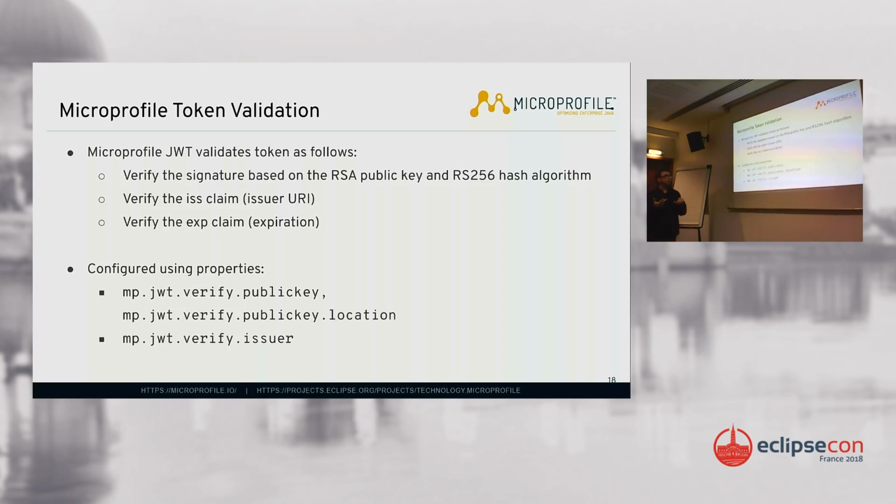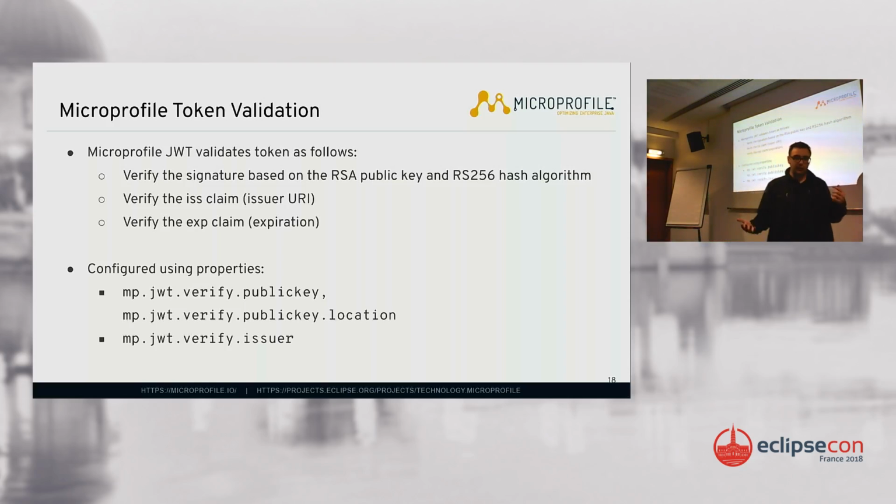The token is going to be automatically validated for you. So what does it validate? It validates the signature. Okay, fine. That's the first thing you need to do. Once you can read it, it will validate the ISS claim, to be sure that the token has been generated by your issuer service, so your SSO, and will also check for the expiration of the token.